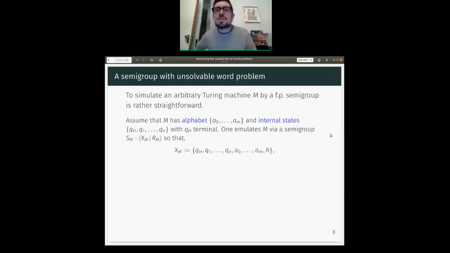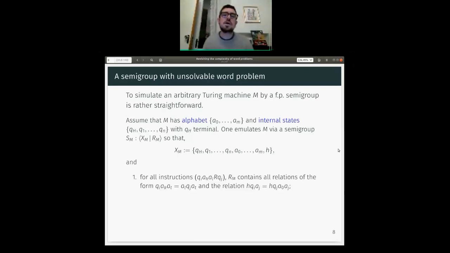Now, the idea is to emulate the Turing machine by a semigroup as follows. The generators will correspond to all the states that you have for the machine and all the letters in the alphabet, together with an additional element H, and H will basically encode left-hand and right-hand markers for the input that the Turing machine will consider. So the presence of H avoids problems of distinguishing two computations in which the input in one computation is just a prefix of the other computation. And then the encoding is straightforward, as I promised you.